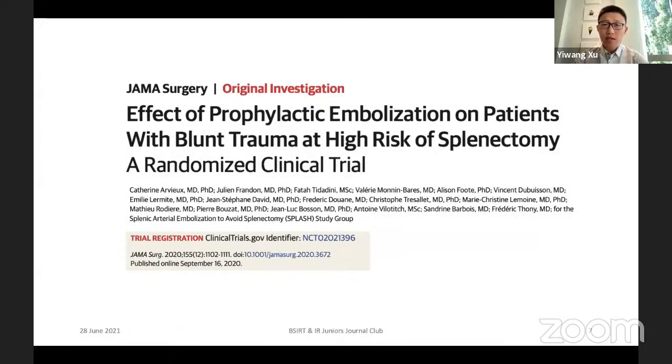Until this study came out, published in JAMA Surgery in 2020, it discussed the effect of prophylactic embolization in patients with blunt splenic injury of grade 3+. And here we're going to talk about this in more detail.